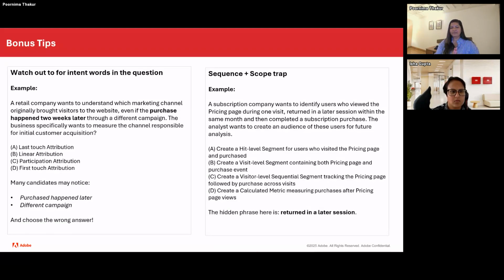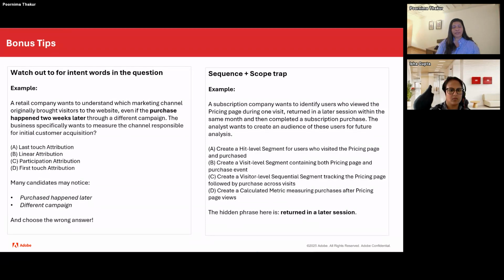Now, the key to understand is the hidden phrase in this question: the person returned in a later session. They did not return later in the day, but in another session, which means we're talking about visitors across different sessions that have happened. So we are going to create a visitor level sequential segment. So try to understand the sequence, the scope.